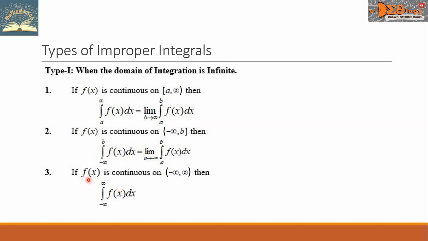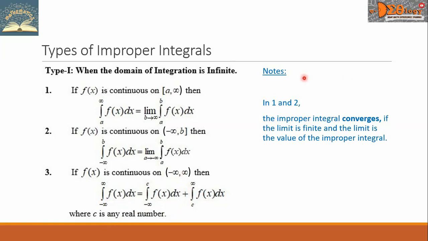Category 3: if f of x is continuous on the interval from negative infinity to positive infinity, then the integral from negative infinity to positive infinity of f of x dx equals the integral from negative infinity to c of f of x dx plus the integral from c to positive infinity of f of x dx, where c here is any real number.